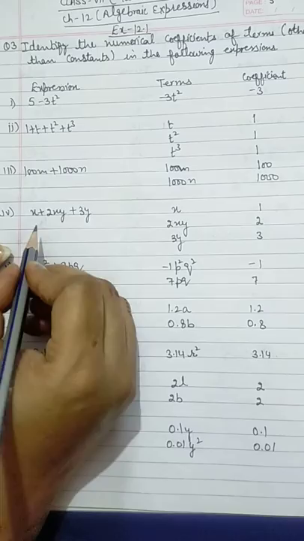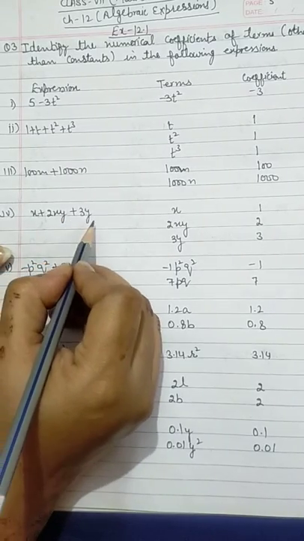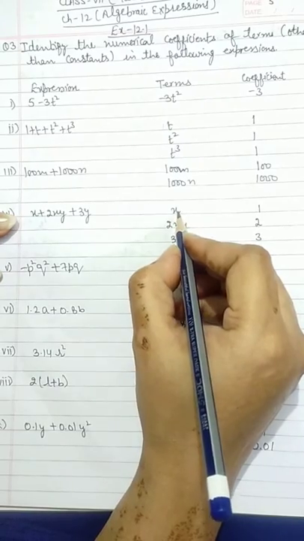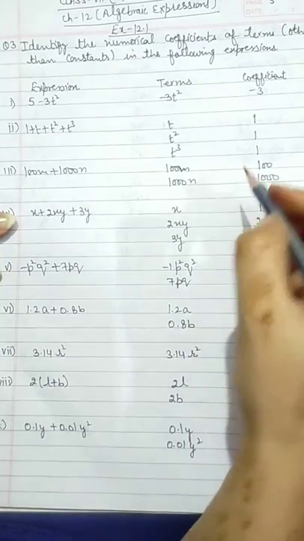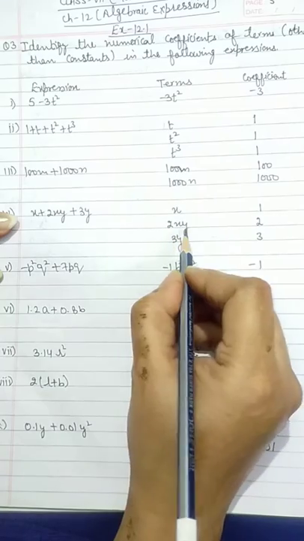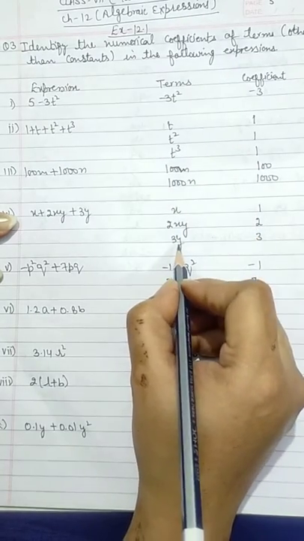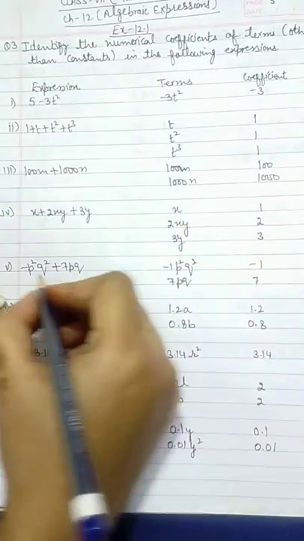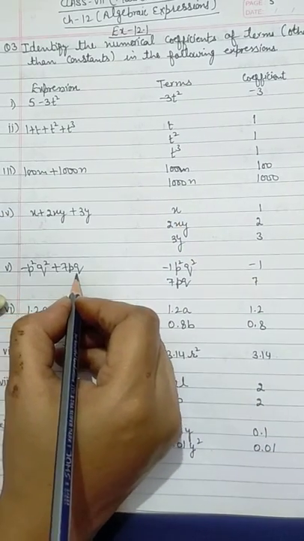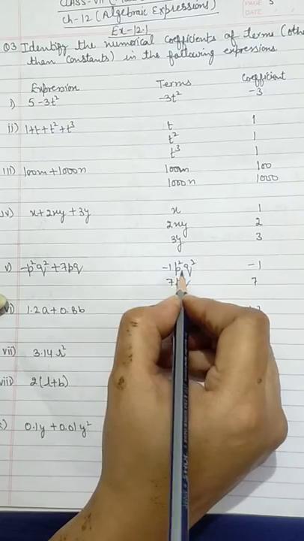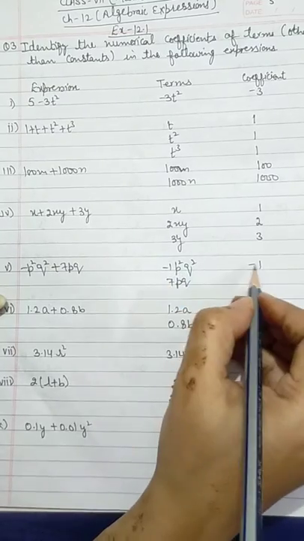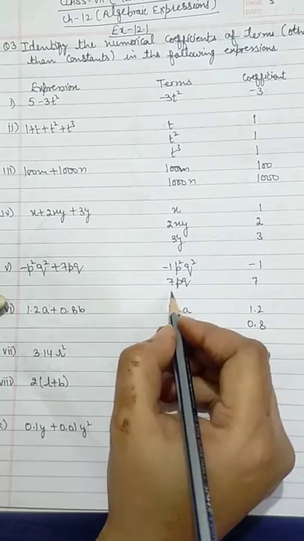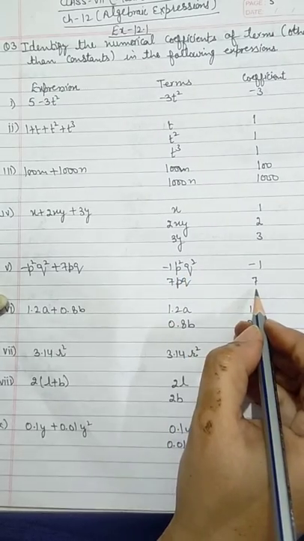Then in the next part we are having x plus 2xy plus 3y. Here x is a term, and its coefficient will be 1, as we did in previous sums. Then for 2xy write 2, and for 3y write 3. These are the coefficients of these terms. Then minus p square q square plus 7pq: for minus p square q square write minus 1, that is the coefficient of this term. The next term is 7pq, so its coefficient is 7.